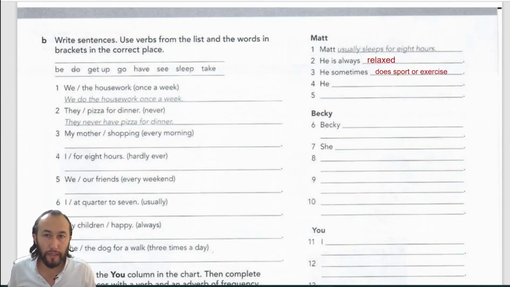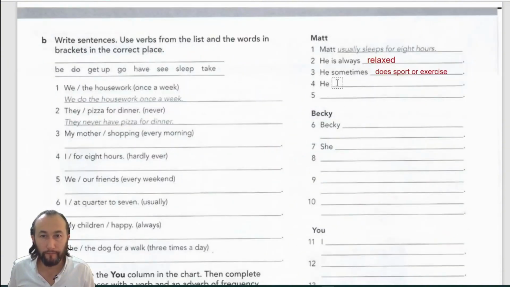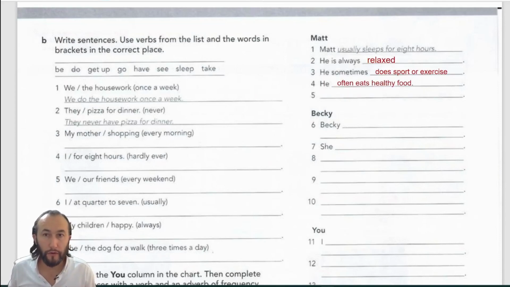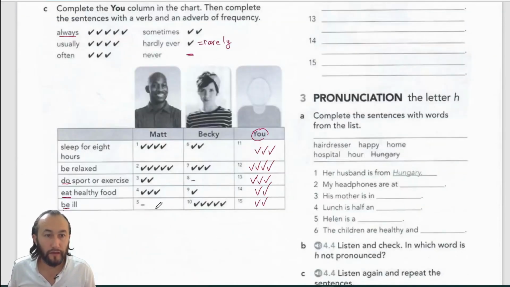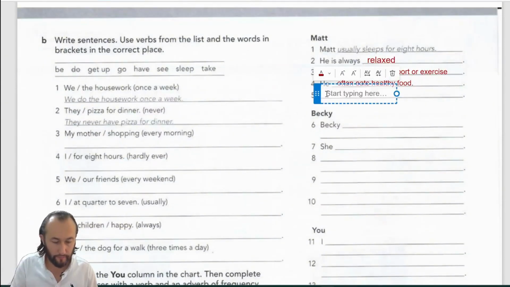So number 4. Let's go and check. That's usually, right? No, sorry. 3 ticks is often. So we said Matt, he often eats healthy food. Okay, he often eats healthy food. And then number 5 is never. He is never ill, guys. So we're gonna write it. He is never ill.